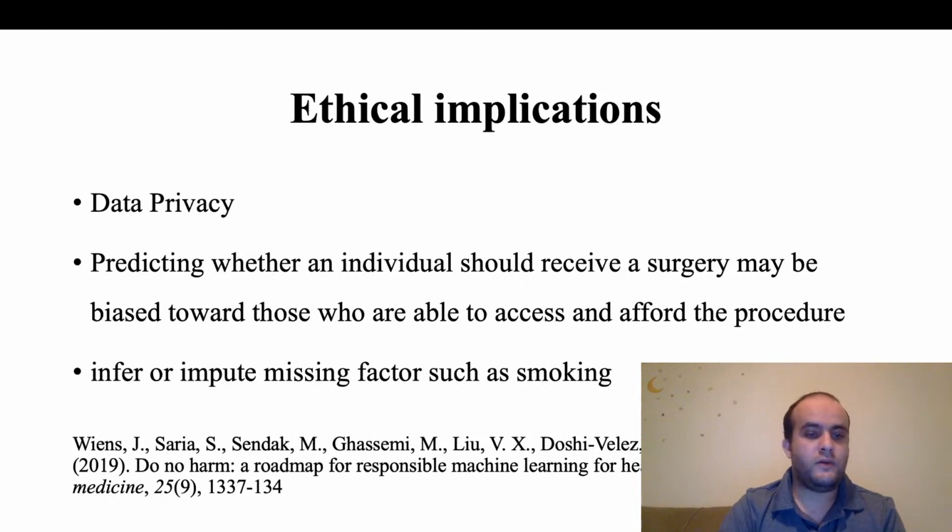The third one is, for example, if a patient says he doesn't want to say whether he is smoking or not. But sometimes the smoking factor is very important, for example, for lung cancer prediction. So some data scientists try to infer or predict the missing factor, like smoking. So how can that be ethically understood if the patient does not want to say he is smoking? Why does the researcher need to predict that factor?